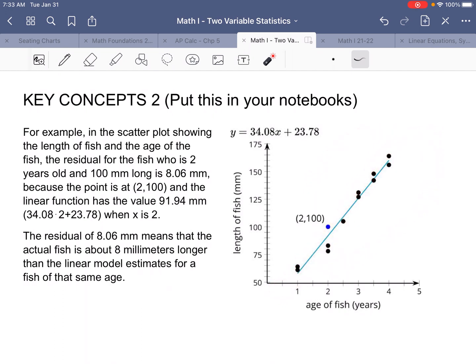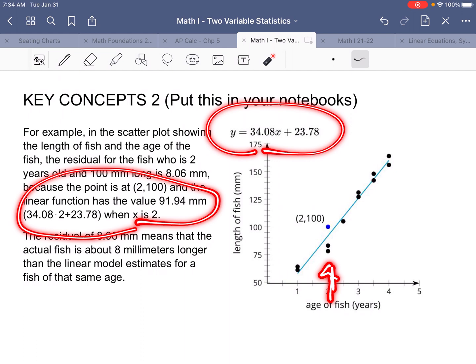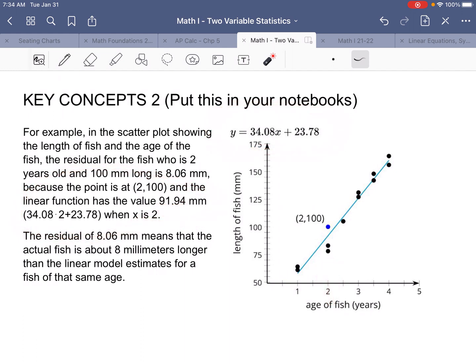So in the scatter plot showing the length of fish and the age of the fish, the residual for the fish who is 2 years old and 100 millimeters long is 8.06, because the point is at 100, and the linear function, if you put 2 into this function right here, gives you 91.94. So 100 millimeters minus 91.94 gives us our residual. That's how different it is from what our linear model predicts. So that means that the actual fish is about 8 millimeters longer than our linear model estimates for that same age.